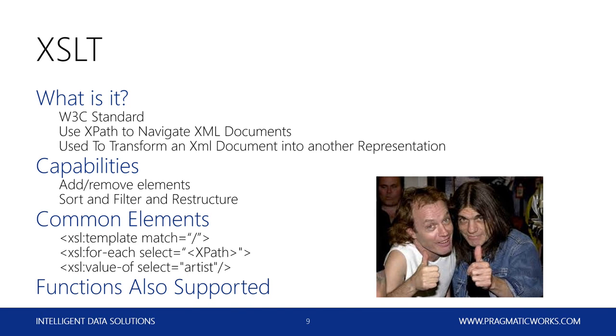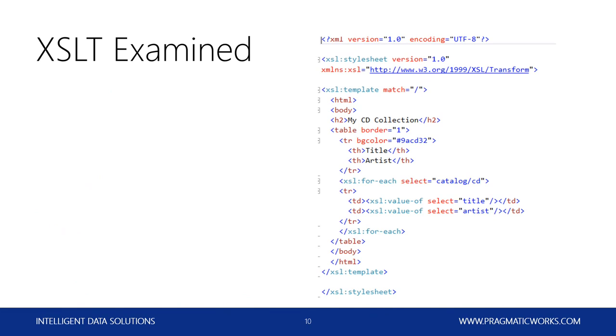What else can it do? It can sort, filter, restructure. You've got some common elements here. The match element is the first one. This creates your initial document header. You can do for-each select, so you can actually select nodes. And then I can get the value of either a node or an attribute. We'll look at a style sheet a little bit later. There's also some functions. I'm not going to go too deep into XSL. It's a fun adventure that you should all experience for yourselves.